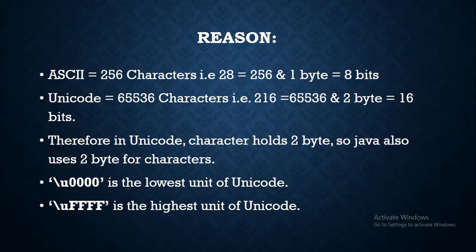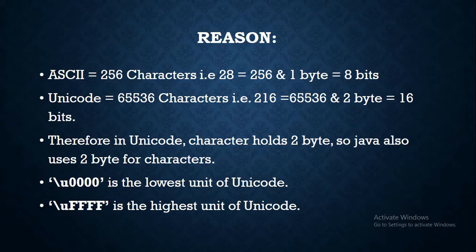So ASCII, American Standard Code for Information Interchange, has 256 characters. What's the meaning of it? Now you will say, sir, we have only 26 characters in the English language, and we only work in English, not in any other language. But I'm talking about all characters, including special symbols, and there are so many. The total is 256, that is 2 to the power 8, 1 byte, 8 bits, that we have already discussed.